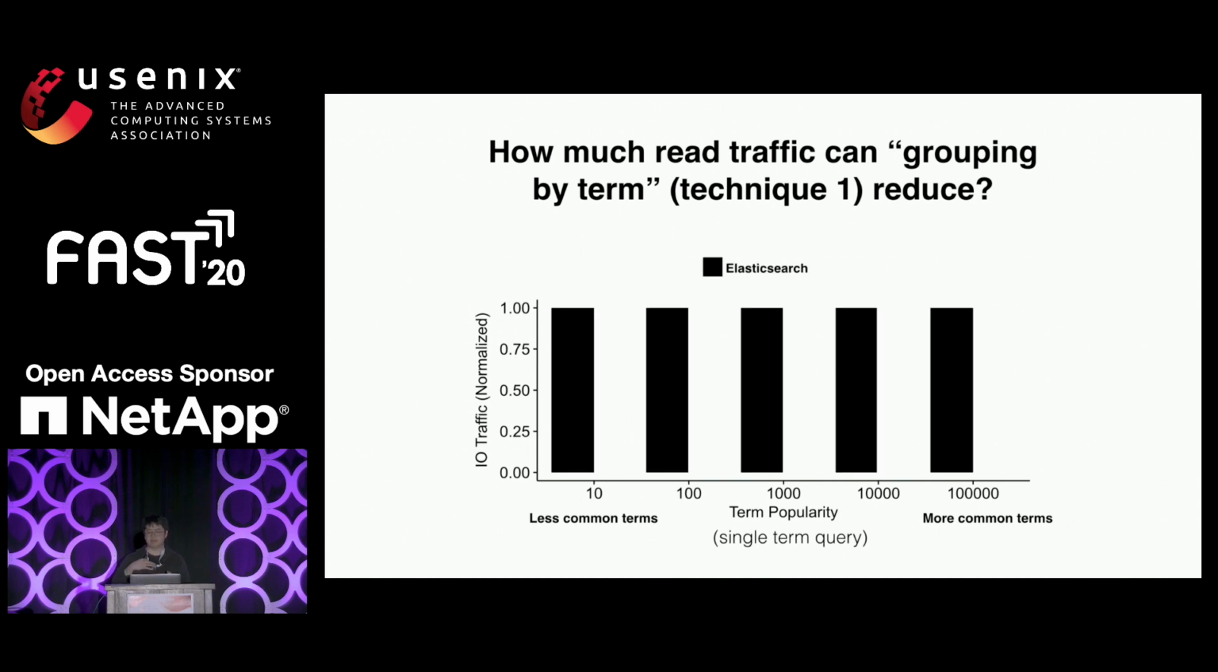And because we normalize to the Elasticsearch size, the size for Elasticsearch is always 1. Now let's look at the data for WiSER. WiSER can reduce the read traffic by up to 3 times. We can see that the reduction of the traffic is more on the left side. That's because the less common terms waste more data, so there's more space for our improvement.